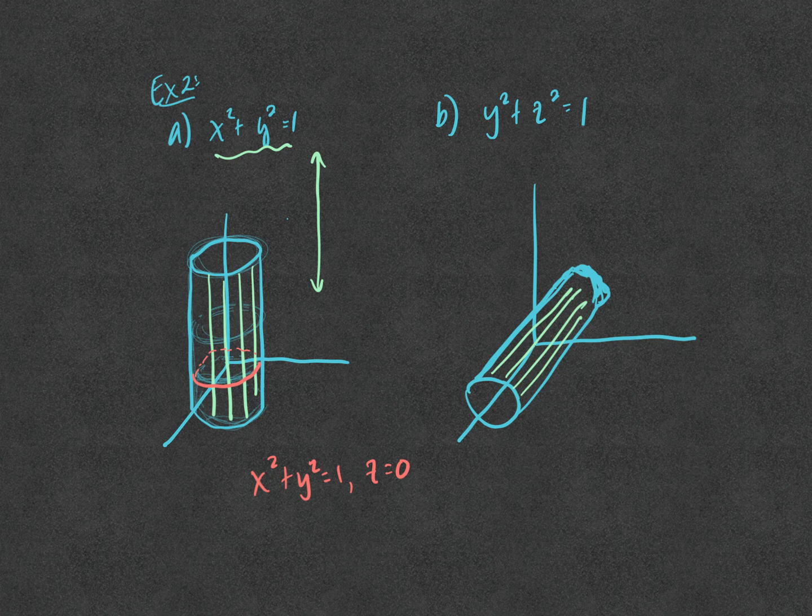That's your difference between 2D and 3D. The 2D is just a circle, and the 3D is the cylinder. So I think they're kind of fun.